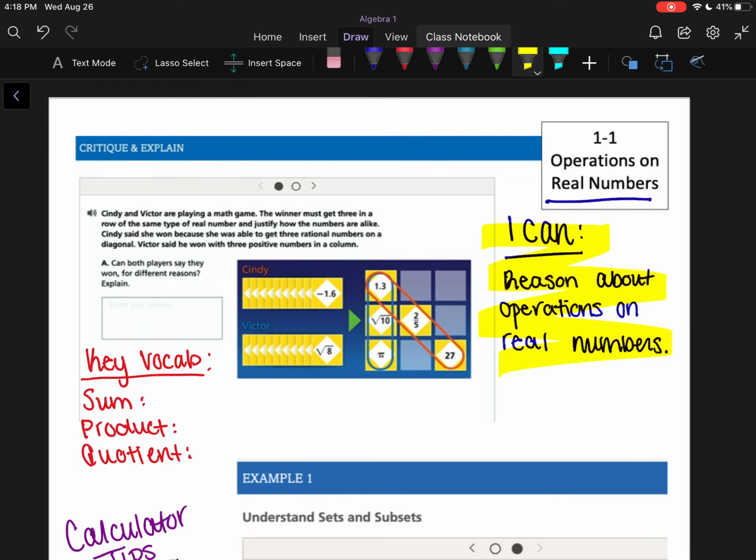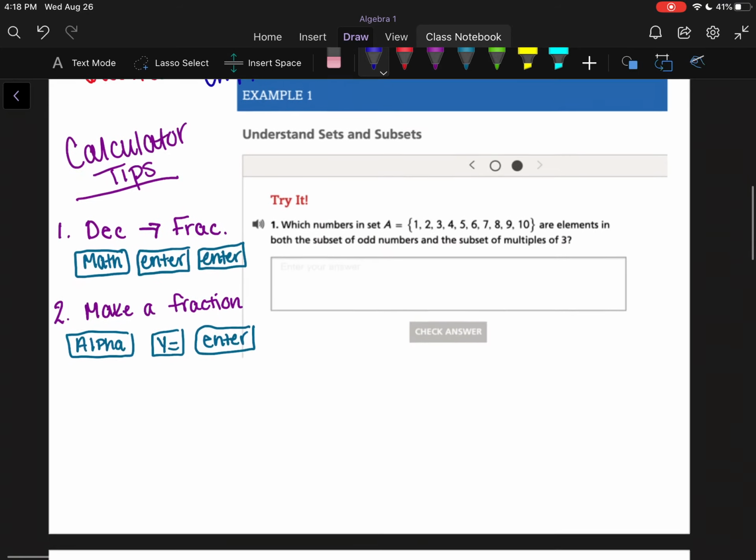Now that you're back, we're going to jot down some key vocabulary. Sum means to add. Product means to multiply. And quotient means to divide. We need to be remembering what those key words mean as we move into our next example. Turn the page and look at example 1.